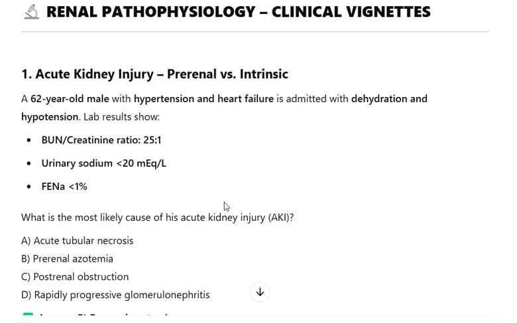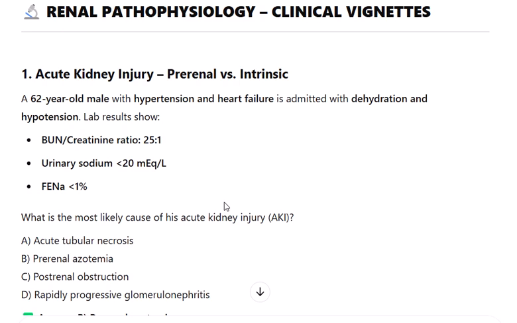1. Acute kidney injury, prerenal versus intrinsic. A 62-year-old male with hypertension and heart failure is admitted with dehydration and hypotension. Lab results show BUN creatinine ratio 25:1, urinary sodium 20 milliequivalents per liter, FENa less than 1%. What is the most likely cause of his acute kidney injury, AKI? A. Acute tubular necrosis. B. Prerenal azotemia. C. Postrenal obstruction. D. Rapidly progressive glomerulonephritis.